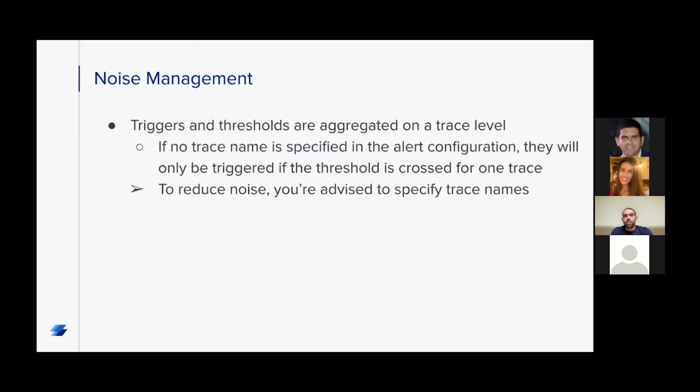The second thing is triggers and thresholds. They are aggregated on trace level. This is an important thing that you must know: if no trace name is specified in the alert configuration, they will be triggered if the threshold is crossed for any one trace. To reduce noise, you are advised to specify trace names so you only get alerted for these traces, not the complete pool of traces.